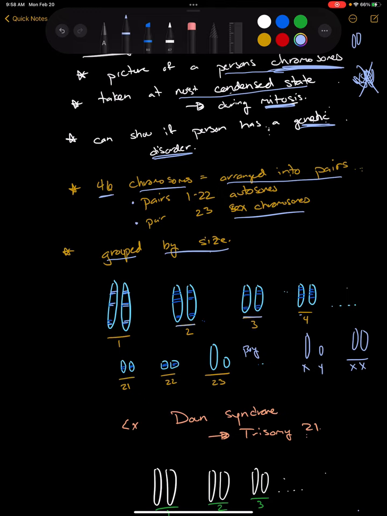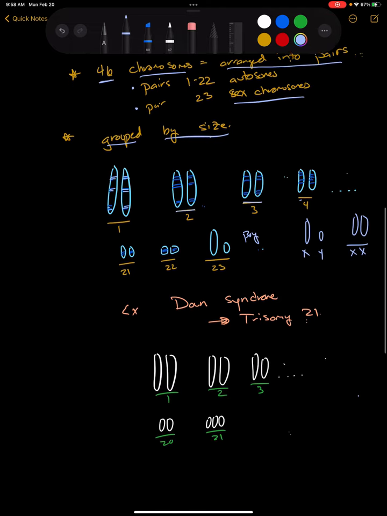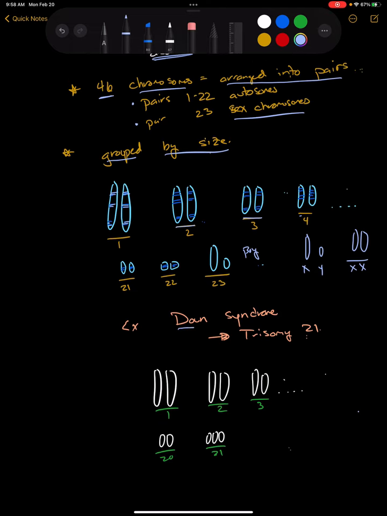But like I said, we use these karyotypes to figure out genetic disorders. And so one genetic disorder I think we're all familiar with or we've heard about is Down syndrome. Down syndrome's real scientific name is called trisomy 21, which makes sense because we can figure that out. Tri means 3. Somy is talking about chromosomes. And then 21 means it's the 21st pair.